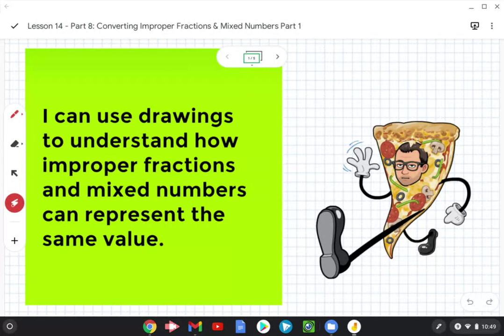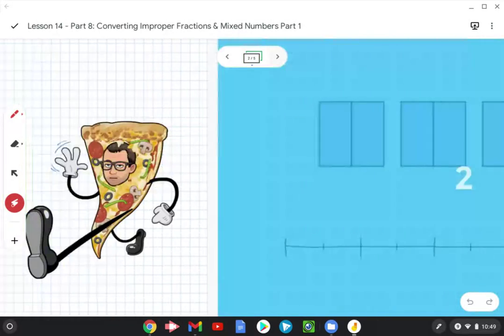But today we're going to add in drawings as well, because we want to have a real clear understanding of improper fractions and mixed numbers and how they're related, so that tomorrow we can learn how to convert between them, change between them, using just numbers without number lines or pictures. All right, so let's dig in.